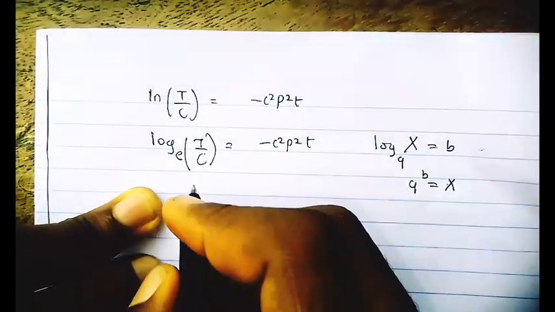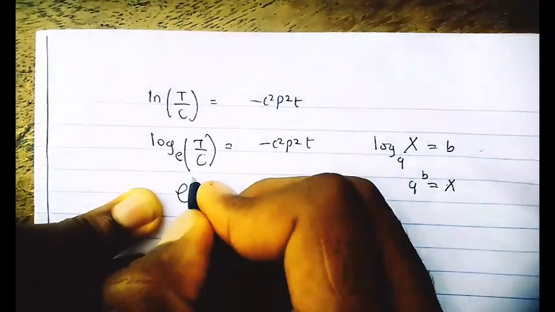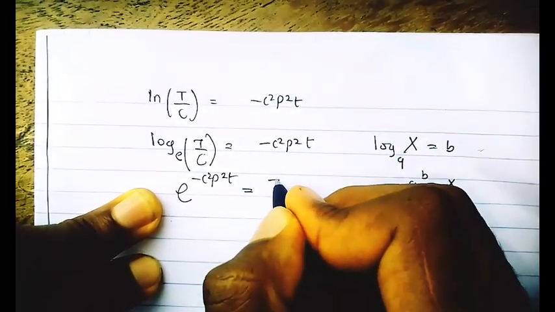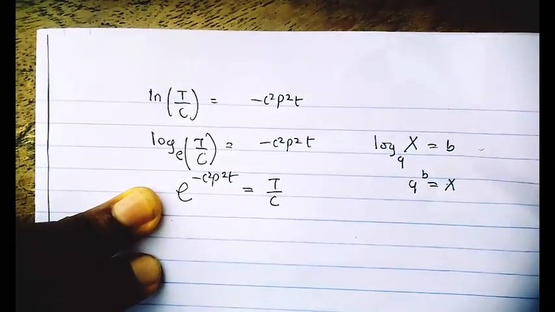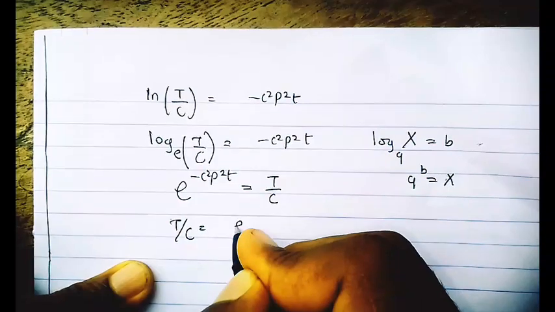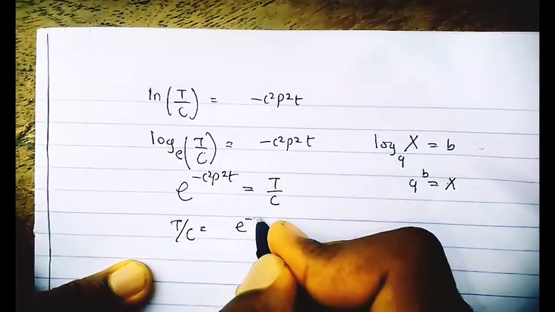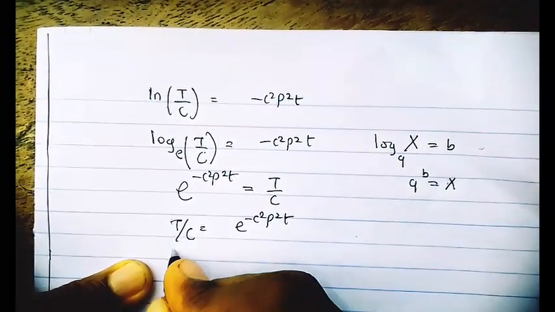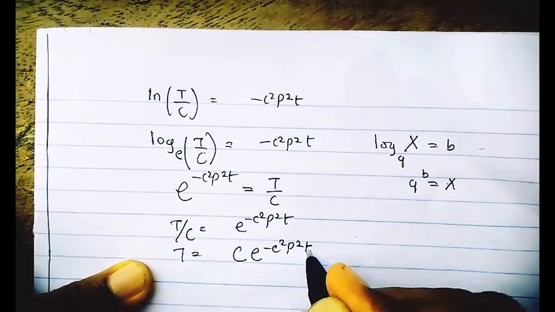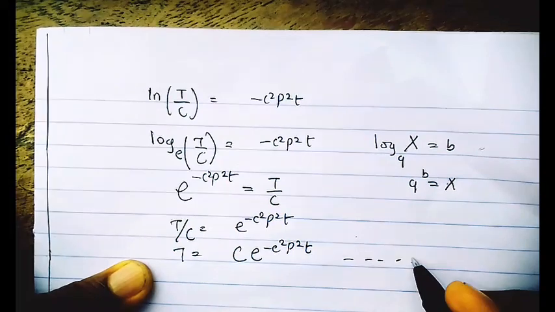So this can also be written as e raised to the power minus c squared p squared t being equal to t over c. Let me just interchange the sides. So this is t over c equals exponential minus c squared p squared t. So this is t equals c exponential minus c squared p squared t. So this is my equation 2.